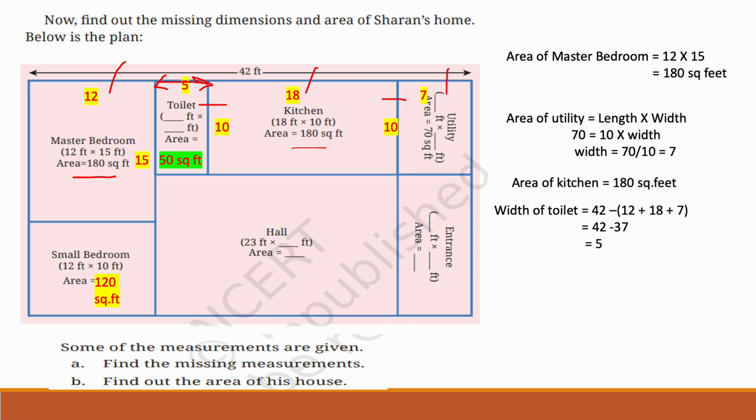Next, area of small bedroom is 12 feet by 10 feet. That is, area is equal to 12 into 10, 120 square feet. Next one.